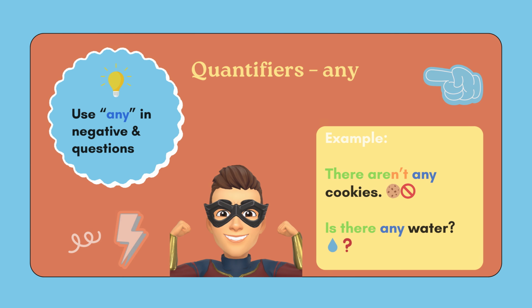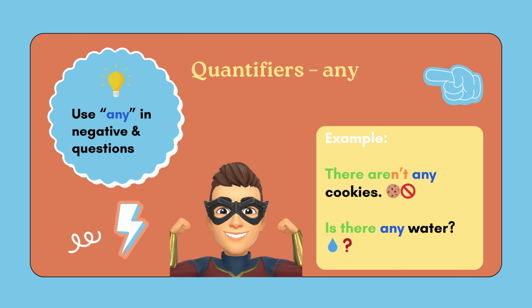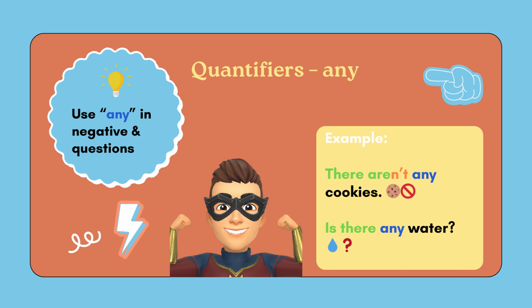Let's look at how we use any in English. We use any in negative sentences and questions. For example, there aren't any cookies. Nothing is there. Is there any water? We're asking if something is there. It's a handy word for showing when something might be missing, or when we're simply not sure yet. Let's keep going and try using any yourself.